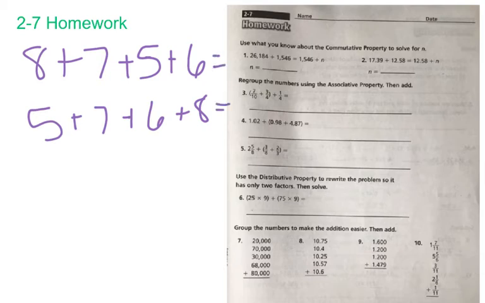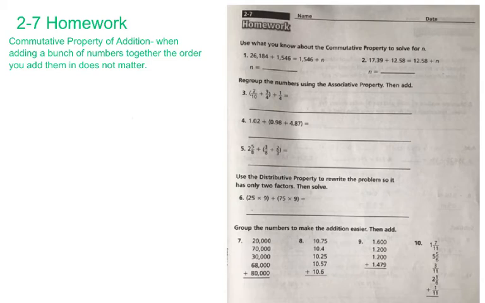The numbers stay the same. When you're just adding them together, the order in which you add them doesn't matter. It doesn't affect the answer. If we add 8 plus 7 plus 5 plus 6, it's going to give us 26. And if we add 5 plus 7 plus 6 plus 8, it's also going to give us 26. So again, the commutative property of addition just means that when you're adding a bunch of numbers together, only when you're adding, the order in which you add them does not matter.